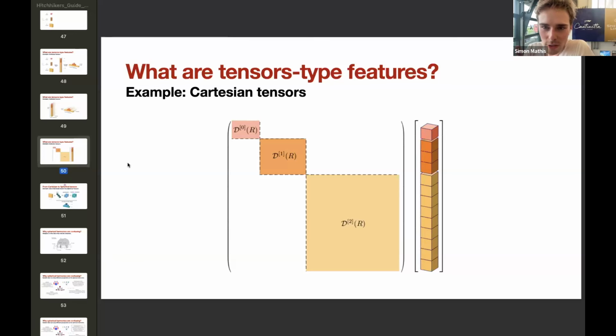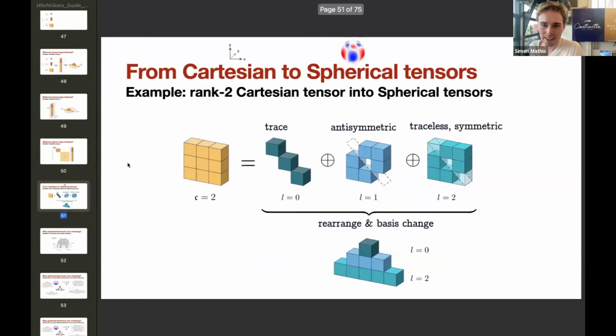D1 would be for vectors. So that would just be literally the rotation matrix itself. And then D2 would be a more complicated function. So this just shows that if we concatenate the features, we essentially get these block diagonal matrices that tell us how they transform.